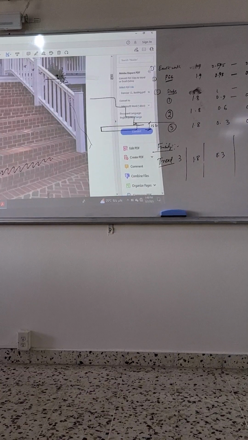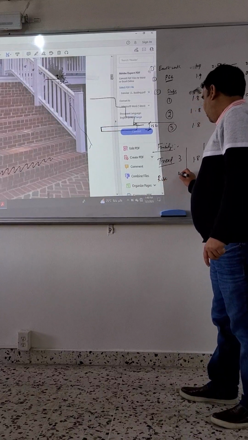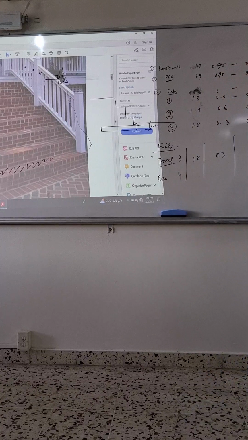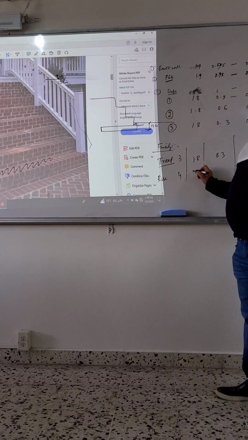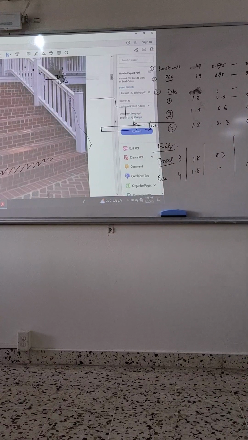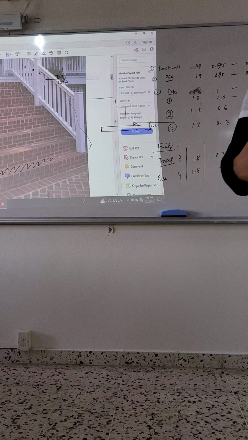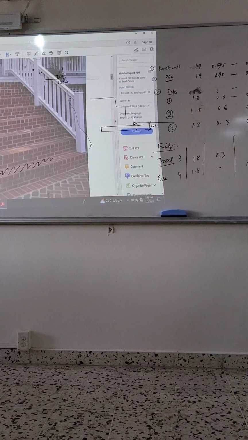Clear? After the tread comes the rise. What will be the rise? 4 is the rise. And then here 1.8, then here 0.15. Because below the ground level, there is no need to do the plastering in the first steps. Because it is small, there is no need to do the plastering.